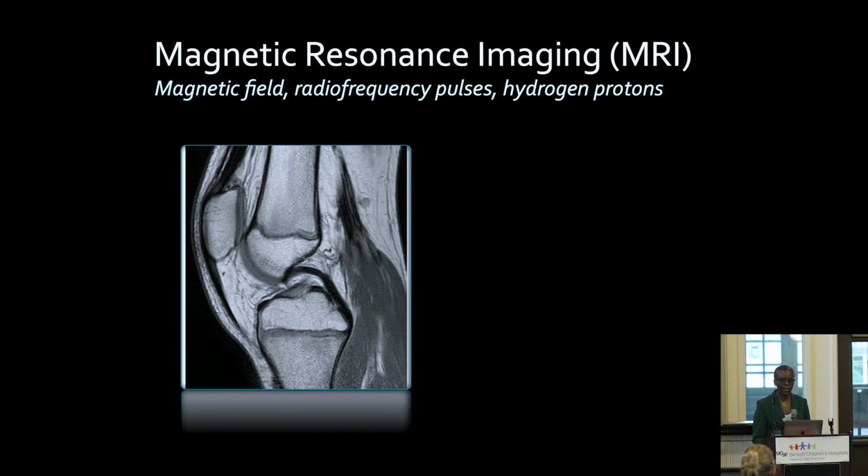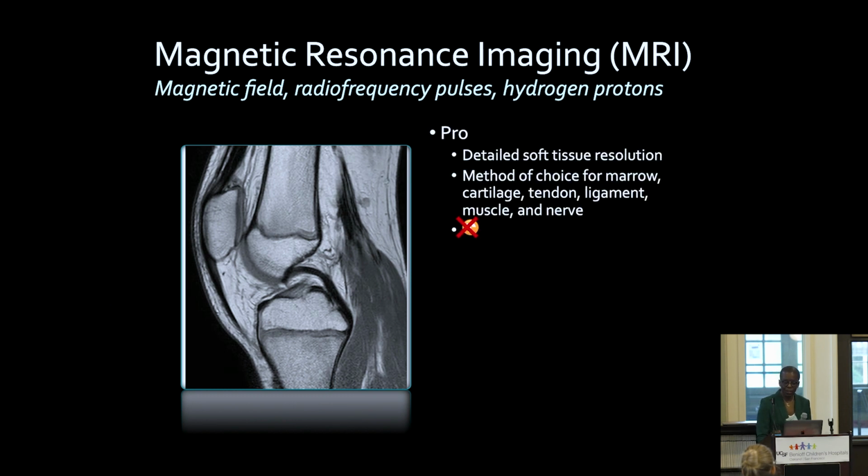MRI, so magnetic resonance imaging, uses hydrogen protons within the body, within a magnet, and the energy they impart to develop images. So the advantages are we have exquisite soft tissue resolution. It's the imaging of choice to look at bone marrow. We can look at other soft tissues like cartilage, tendon, and ligaments.